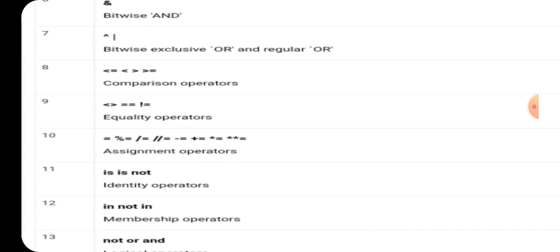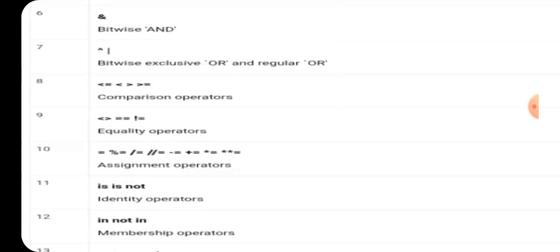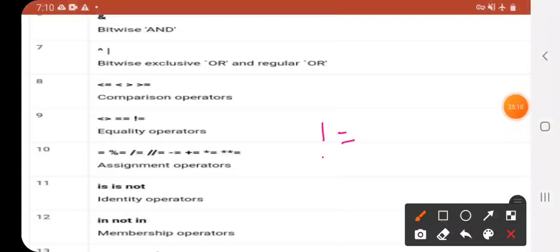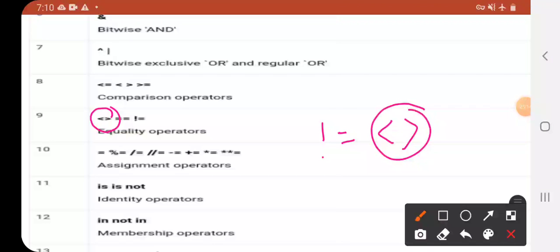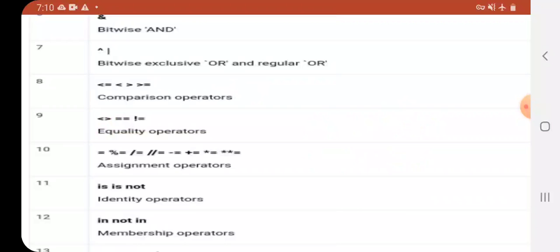Next one is the equality operators. This one is the not equal, and this one too. Okay, तो ये not equal का sign है, यहाँ पर जो है वो greater than, less than. So these are called equality operators. Not equal, double equal, not equal.